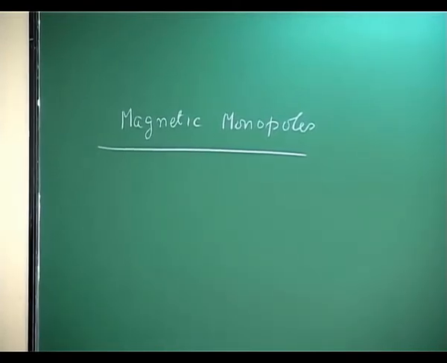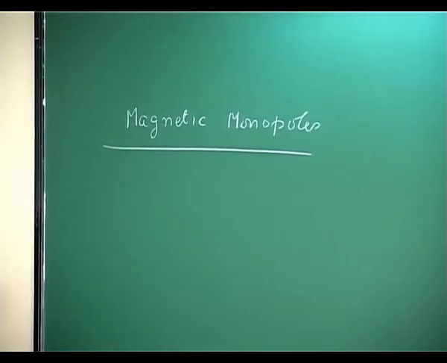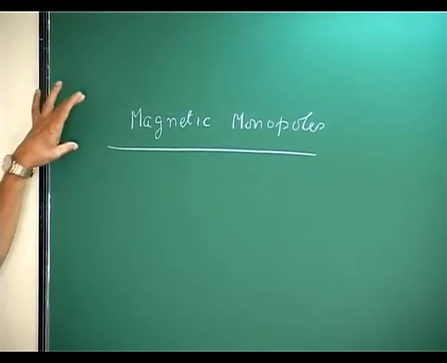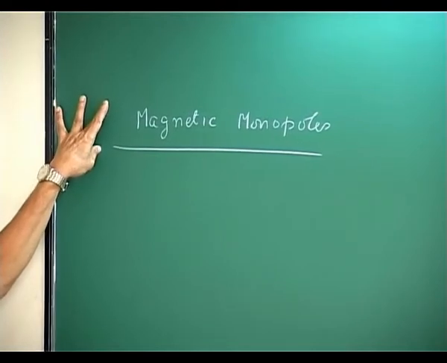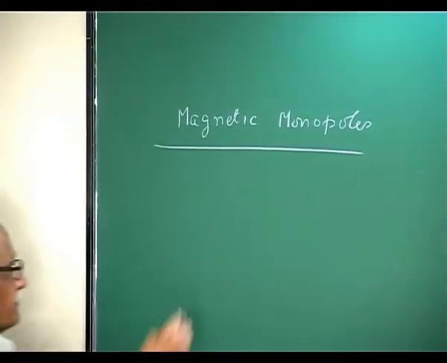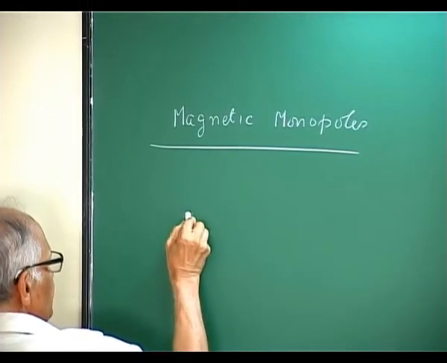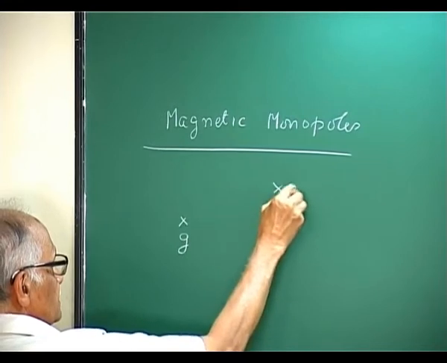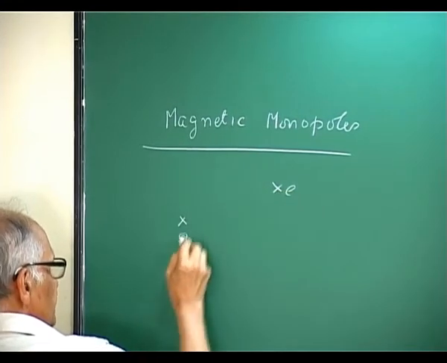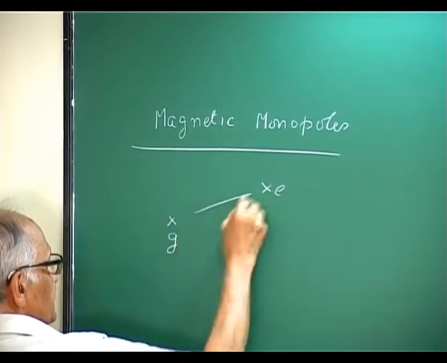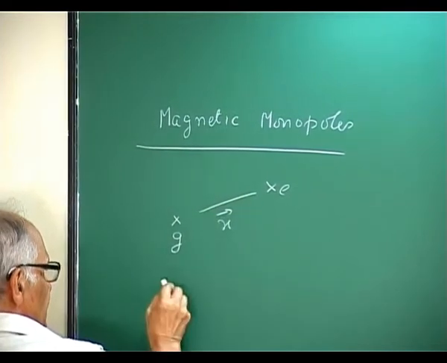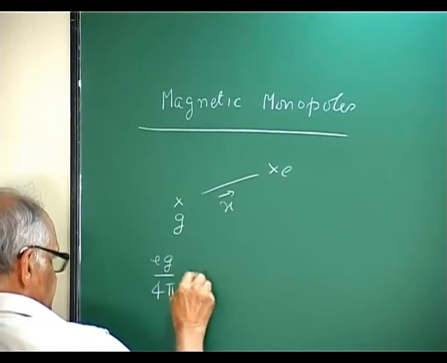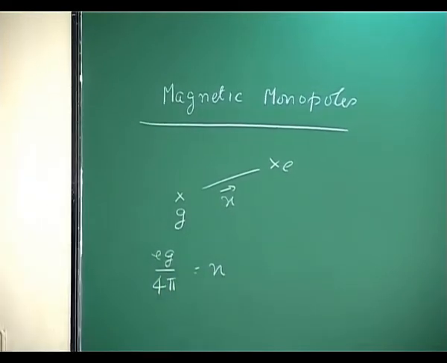So, what we want to do is to see how to treat this system from a Lagrangian framework. Okay. So, by way of notation, what we have is some, say, magnetic monopole, a charge G here, E here. So, you are looking at the relative coordinate x, and we are writing Eg over 4 pi is some n. Okay.